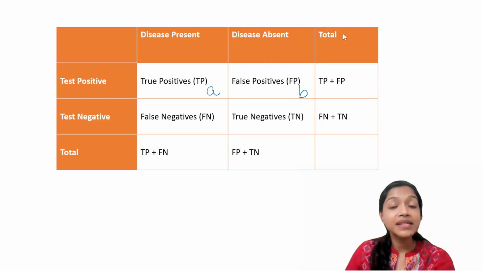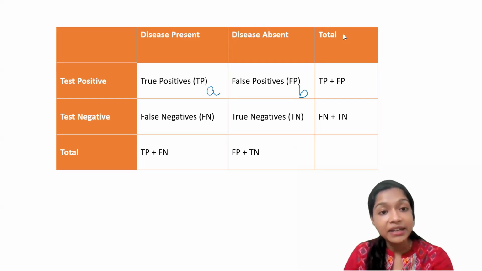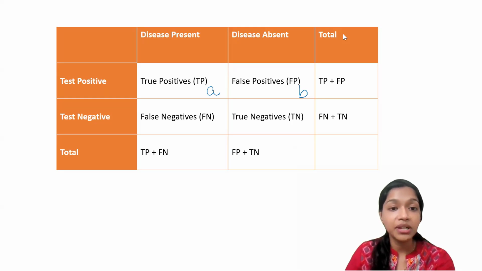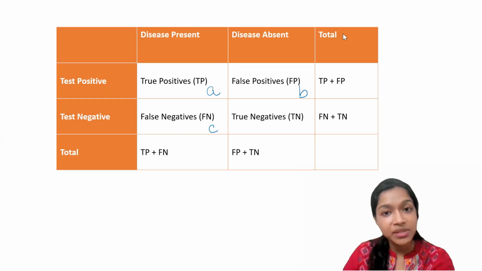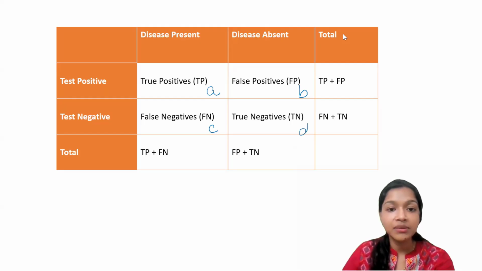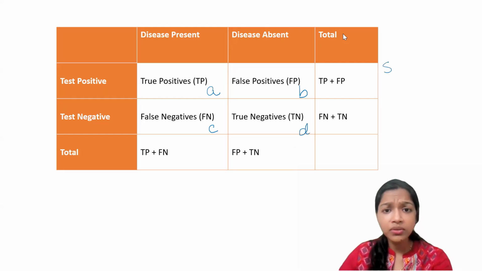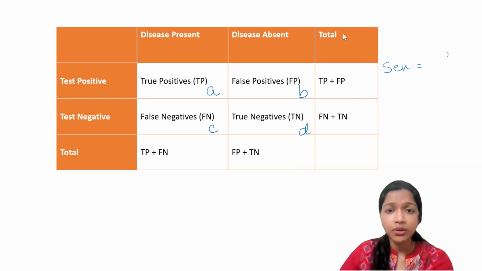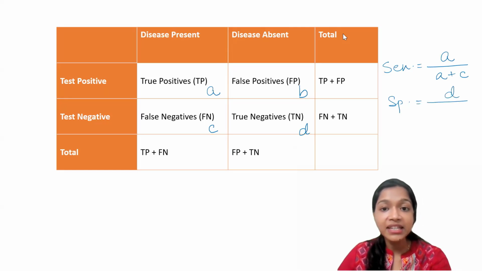Now, the third is where the disease is present, but the test is unable to identify them. So they are wrongly given the impression of a negative test. So it is actually false negative given by the alphabet C. And then we have the last, true negatives, where the disease is absent and the test also correctly identifies them as the non-diseased people. So this is given by the letter D. As we all know, very simply given by this formula, sensitivity is true positives by disease positives. So it is A by A plus C. Specificity is given as true negatives by disease negatives. So D by B plus D.